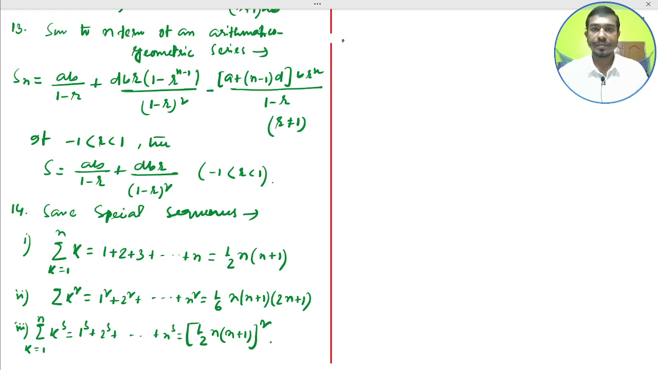Next, number 4, 1 plus 3 plus 5 plus dot dot plus 2n minus 1, the odd ones. Basically the sum of odd numbers, that is the sum of 2n minus 1. The sum of odd numbers would be n square. Very important.